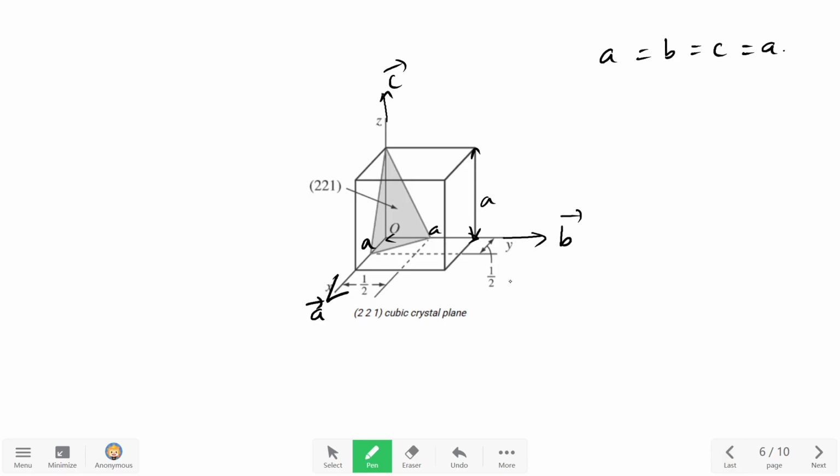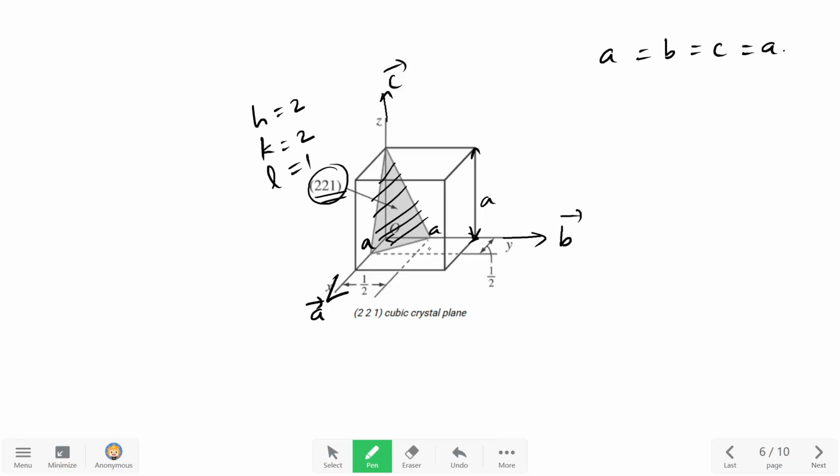Now, what are the intercepts? This plane is denoted by the Miller indices 2, 2, 1. How did we obtain the Miller indices 2, 2, 1? Our H value we got to be equal to 2, K value is equal to 2, and L value is equal to 1.